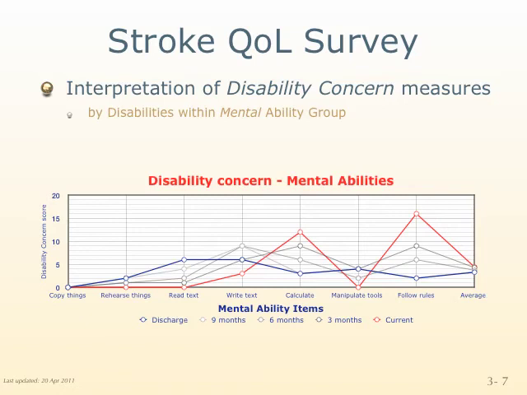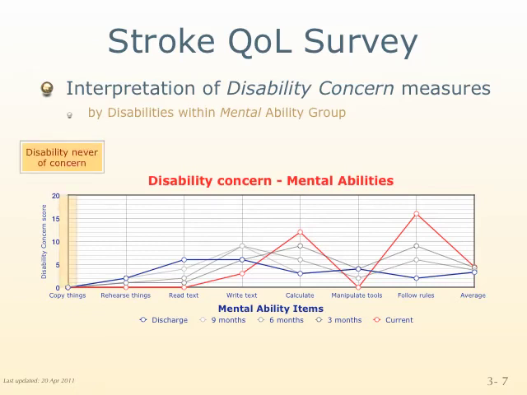This graph shows the disability concern measure for 7 of the disability items in the mental abilities group. As before, the graph contains 5 sets of disability concern measures, the blue line being the disability concern measurement at the time of discharge, and the red line being the most recent disability concern measurement. The graph shows 4 different aspects of this hypothetical stroke survivor's recovery.